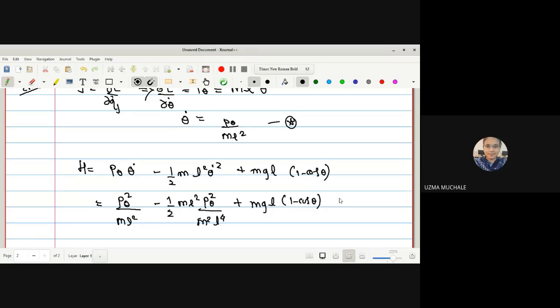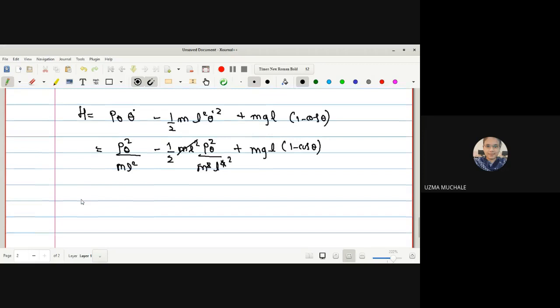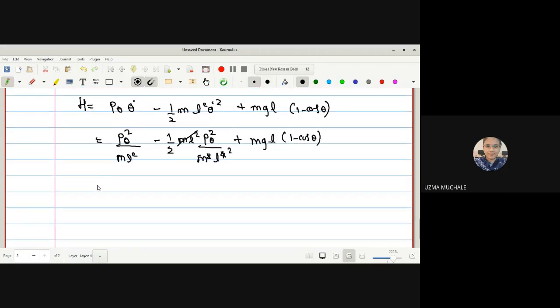Now we'll arrange the terms in such a way that we get the value of H. Now you can see here this m l square can get cancelled with this m, and this will be 2. L square gets cancelled, L raised to 4 becomes L square. So p theta square by m l square minus half p theta square by m l square, we can write it as 1 by 2 p theta square by m l square.